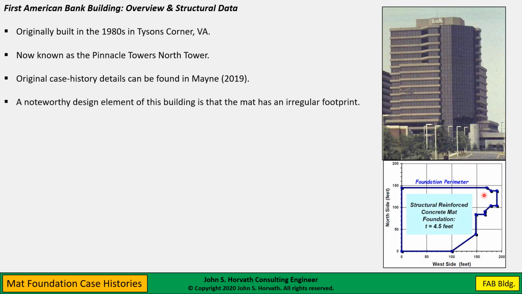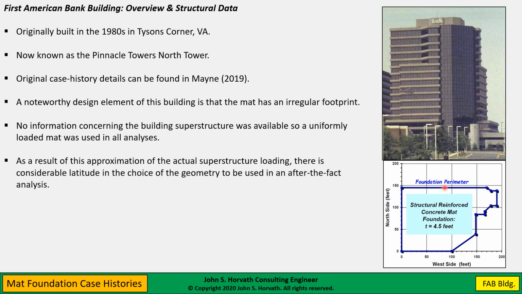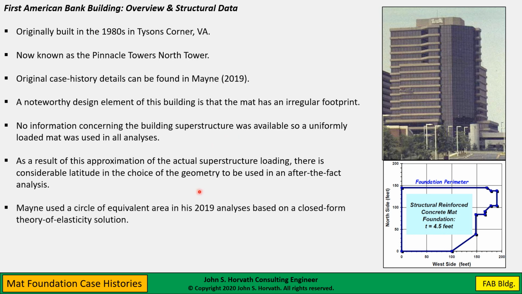And the footprint of the mat is unusual. The other mats I've shown you had a nice rectangular footprint. This had a very irregular footprint. You see the mat was about 4.5 feet thick, so a little bit more than 1 meter thick. Again, no information about the superstructure, so a uniformly loaded mat was assumed. And because of the irregular shape of the mat foundation, that left a lot of judgment as to how to model the geometry in any after-the-fact analysis.